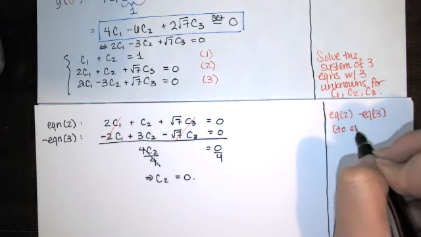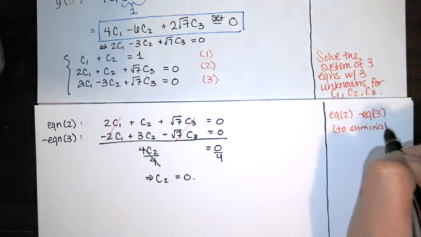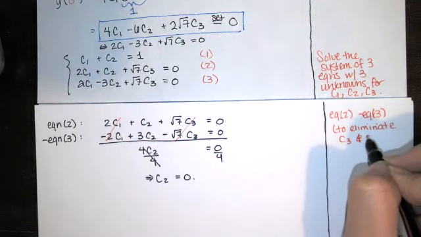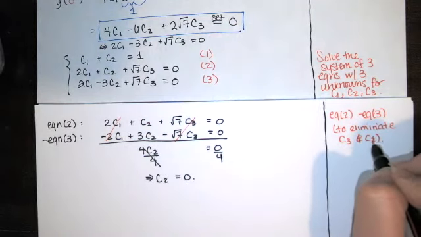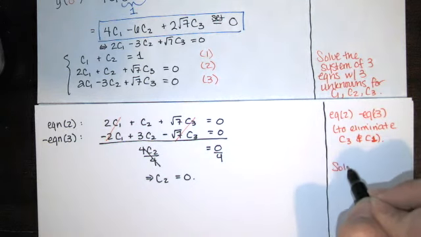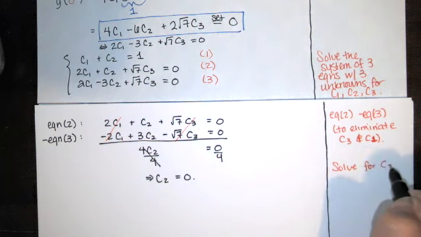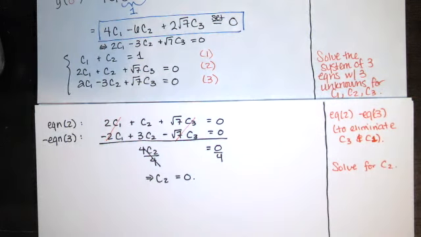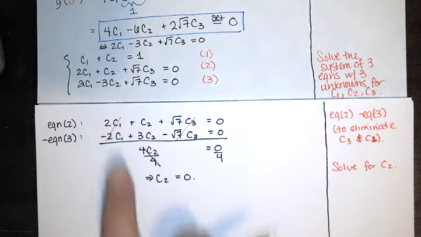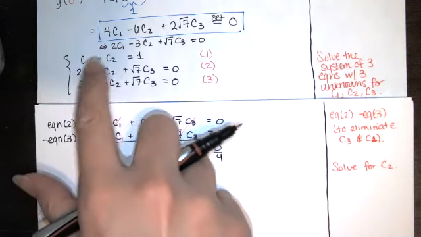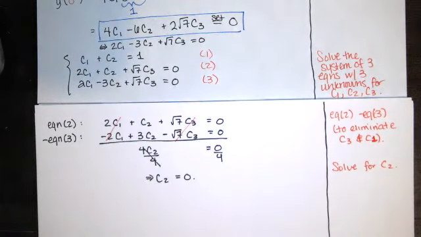We did this to eliminate C3. At the same time, we happened to eliminate C1. Whoops, C2. So we ended up with one equation and one unknown, so we solved for C2. And now that we know what C2 is, we've got a system of two equations and two unknowns there. The easiest variable to find next is C1 because this equation only involves C1 and C2.